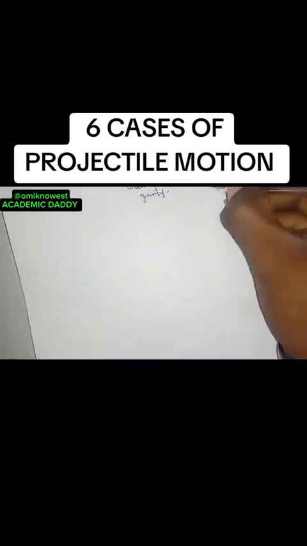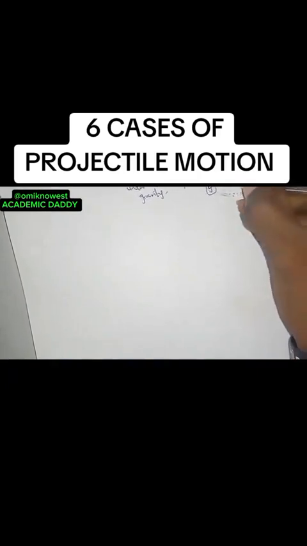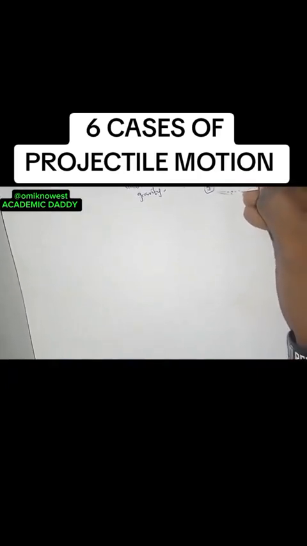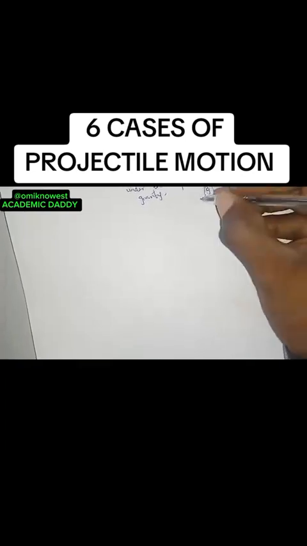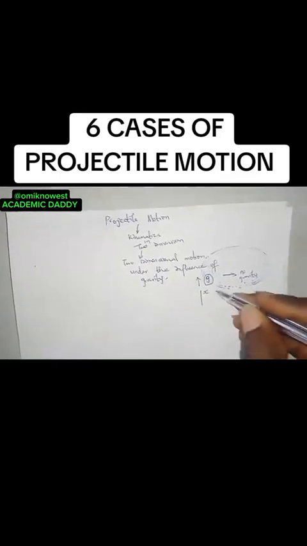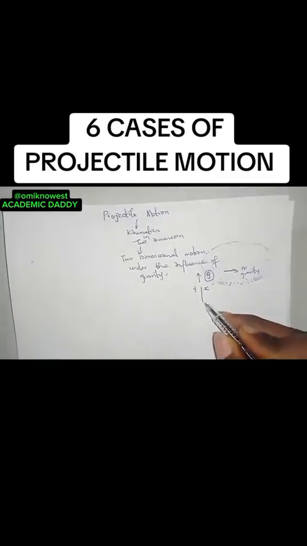So whenever we're talking about projectile motion, we must be checking if gravity is there. Gravity must be there. But if it's on the x-axis, no gravity, 0. But on the vertical component, there must be presence of gravity. So what it means is that projectile motion is that type of motion that deals with x and y-axis. But it all happens at a particular time.